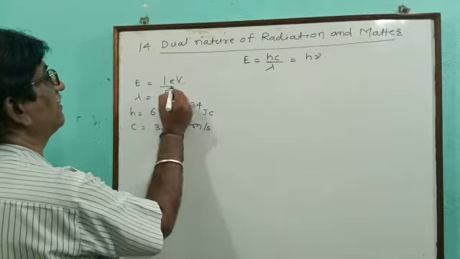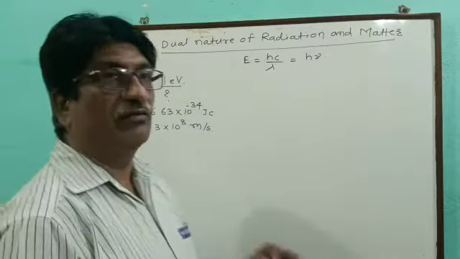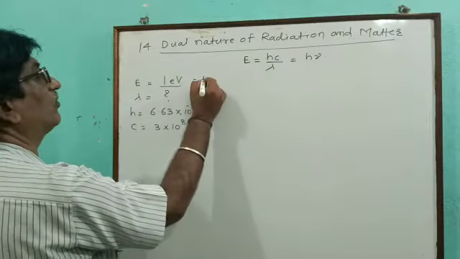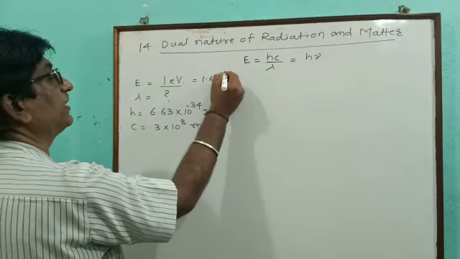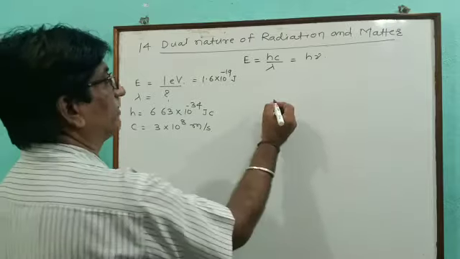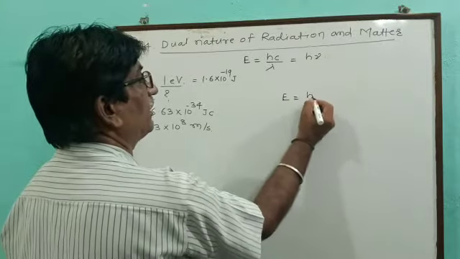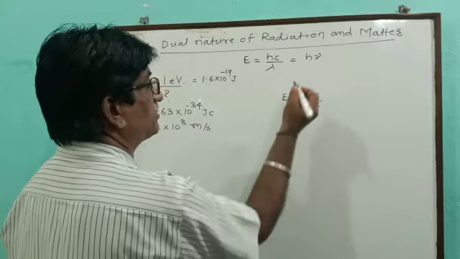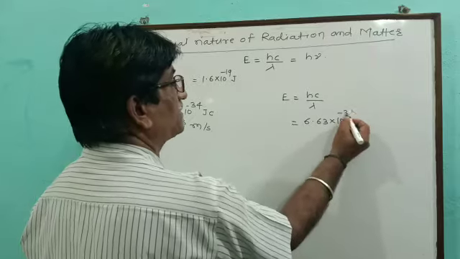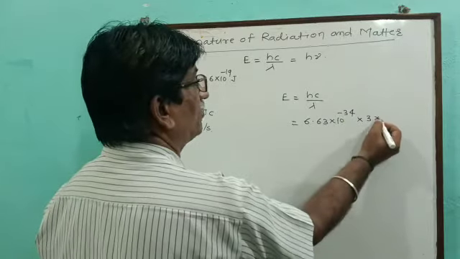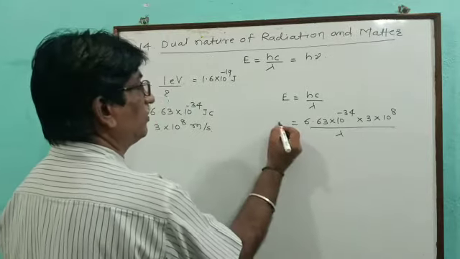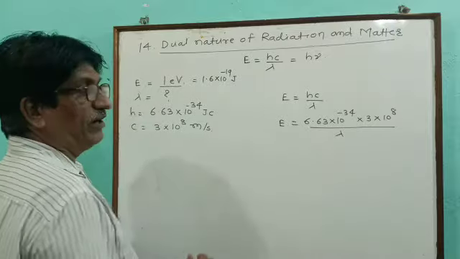If energy is given in electron volt, then we can convert it into joule. So here 1 electron volt is equal to 1.6 × 10^-19 joule. So here we can write the formula E = hc/λ. Substitute the values: 6.63 × 10^-34 into 3 × 10^8 upon λ is equal to E. What happened? We can find out the wavelength.